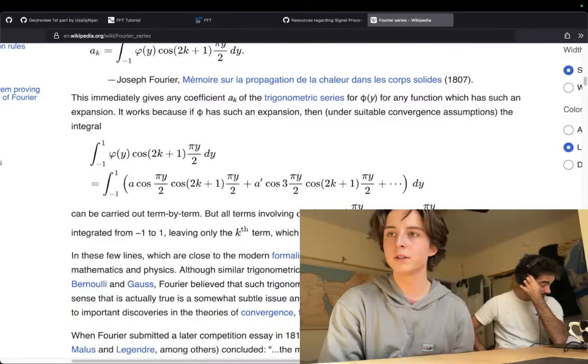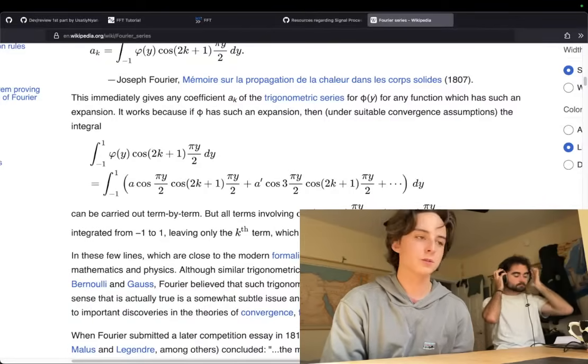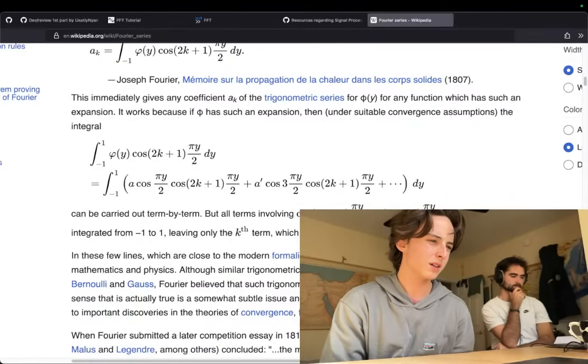I wouldn't take these from Wikipedia. Okay, what's the better source for getting these? Oh yeah, because cosine pi over 2 is 0. Wait.